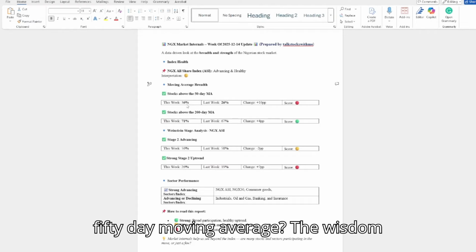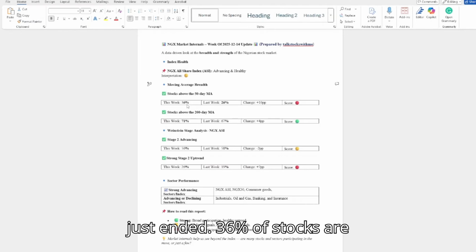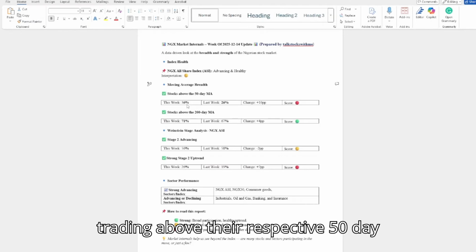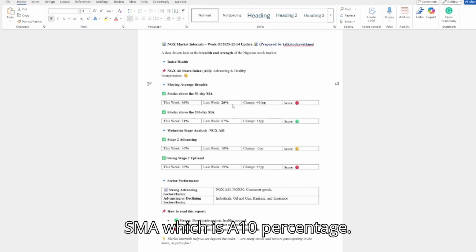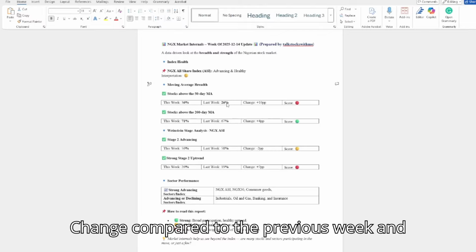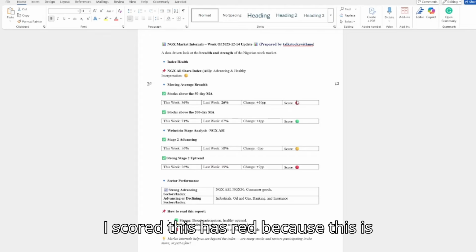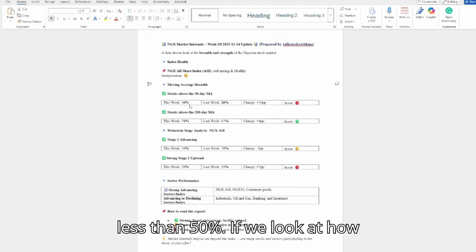The week that just ended, 36% of stocks are trading above their respective 50-day SMA, which is a 10 percentage point change compared to the previous week. And I score this as red because this is less than 50%.